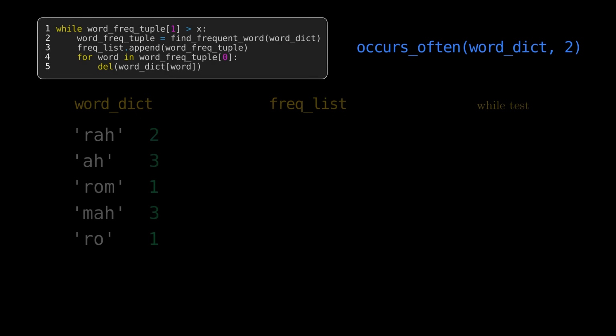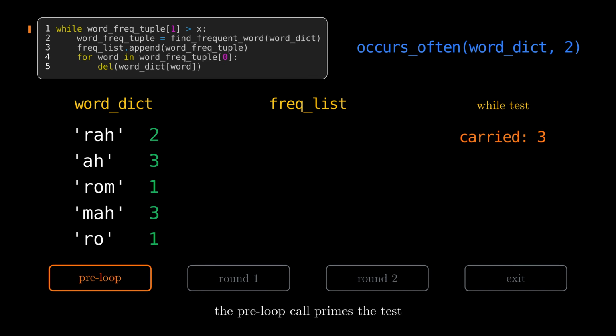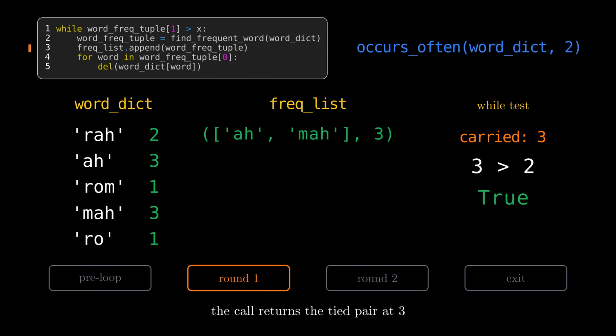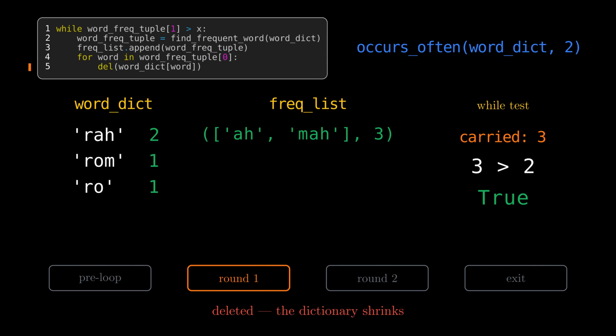Let's trace it with a threshold of 2. Before the loop, find frequent word reports the pair ah and ma at 3. The while test checks whether 3 is greater than 2. It is, so we enter the loop. Round 1, we call the function again, still getting ah and ma at 3, and append that to freq list. Then we delete both ah and ma. The dictionary shrinks to just ra at 2, rom at 1, and ro at 1. Back at the top, the test again checks 3 against 2, still greater, because it looks at the previous result.